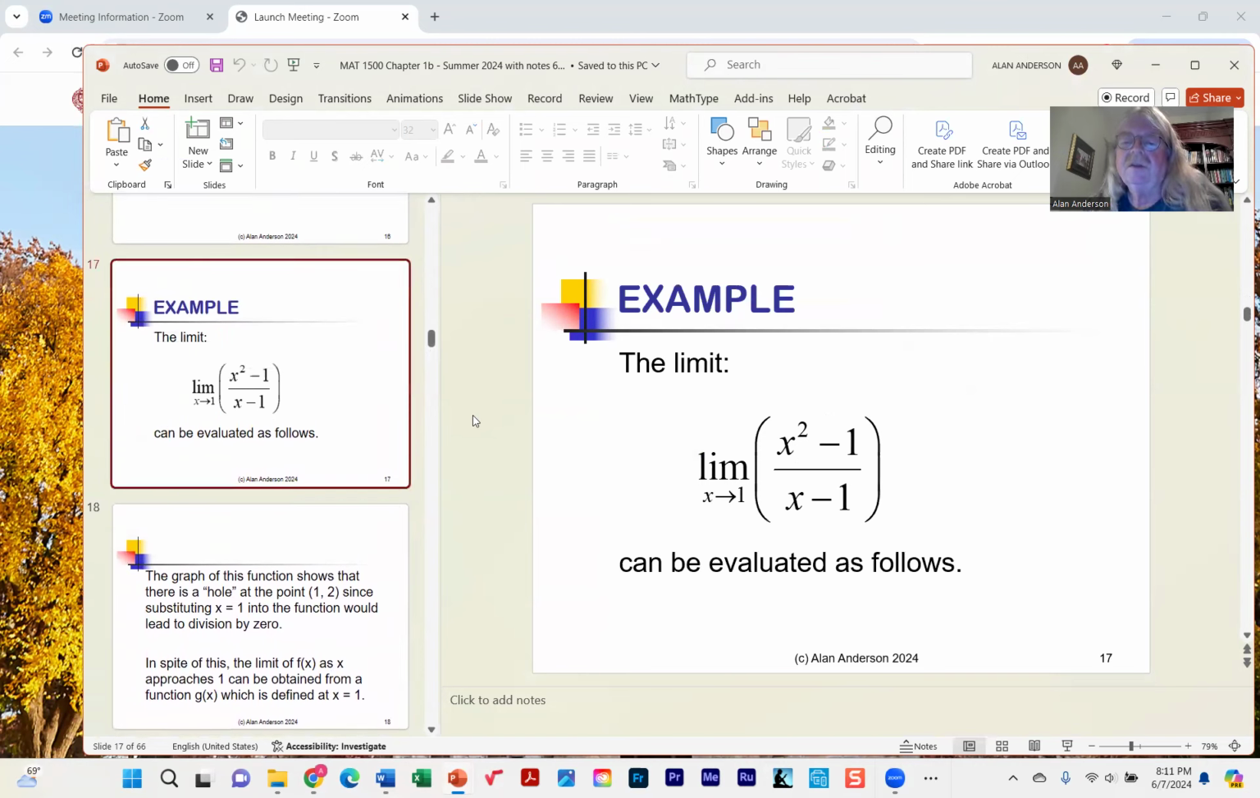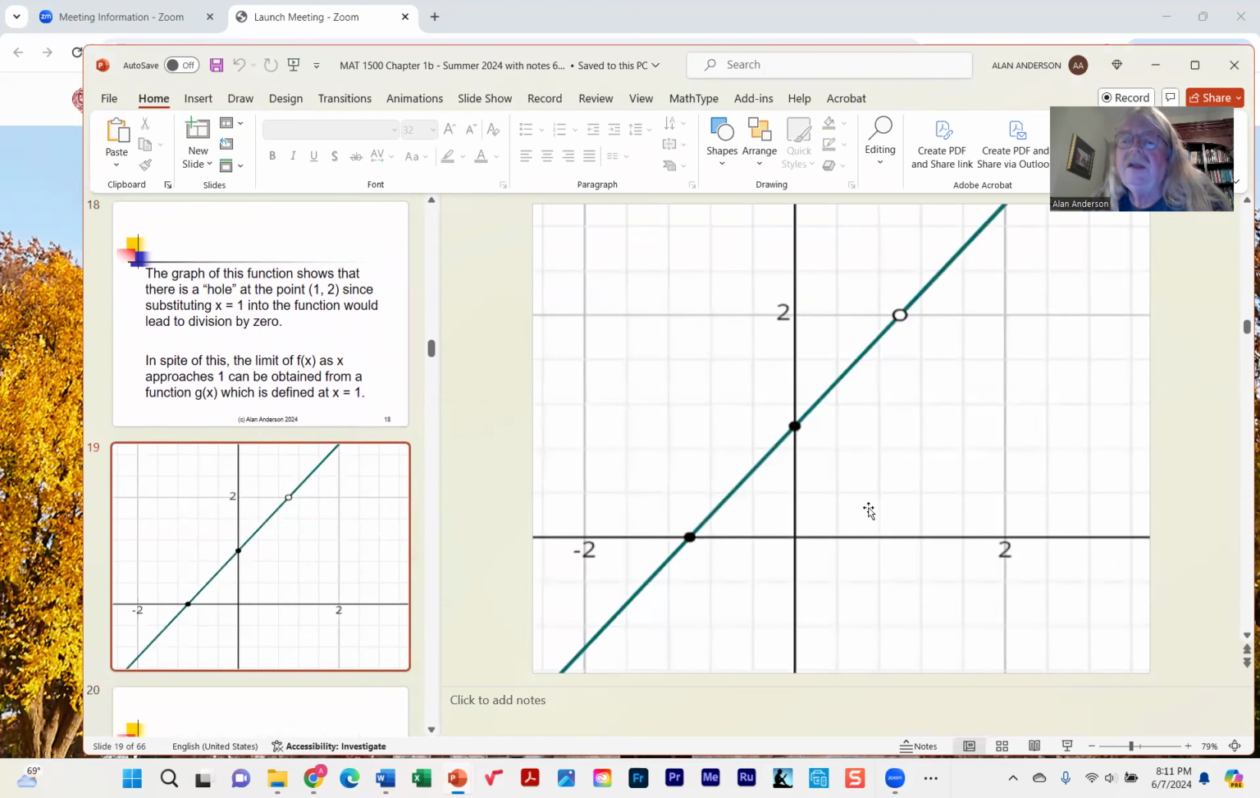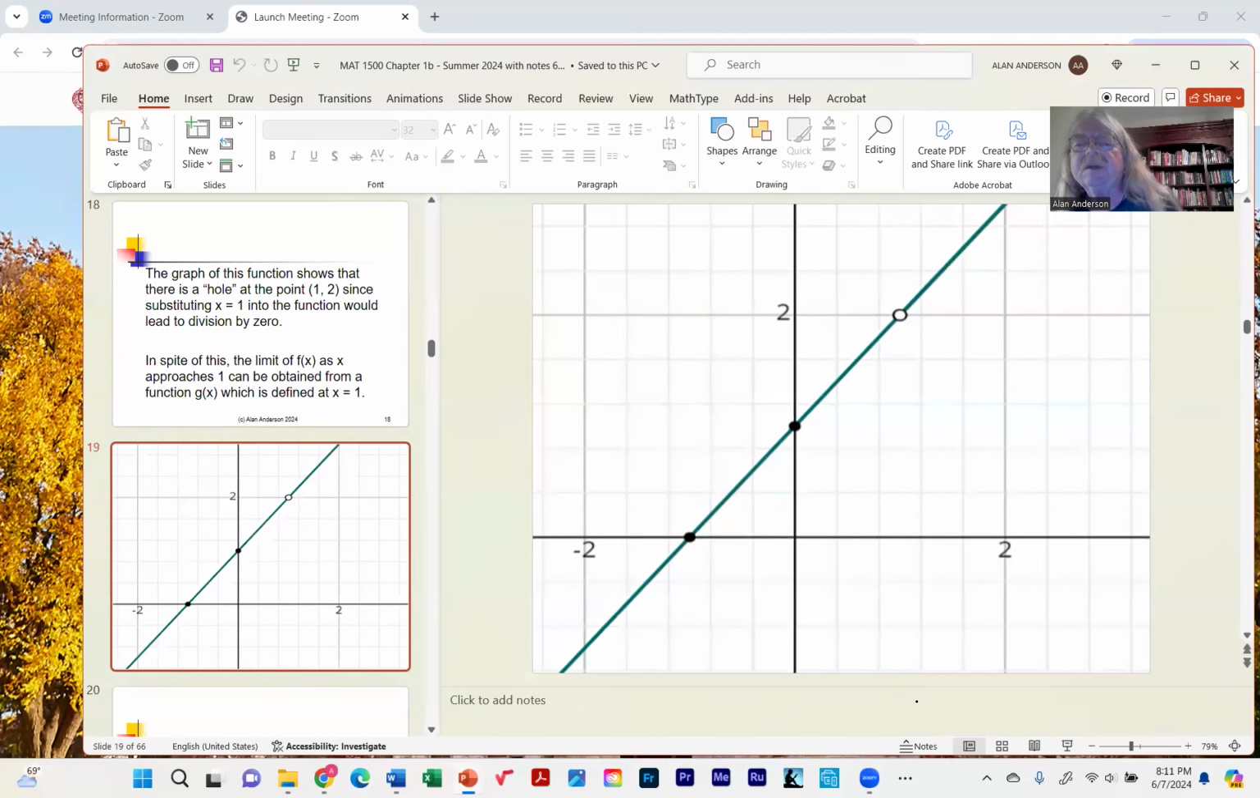So here we want to find the limit as x approaches 1 of x squared minus 1 over x minus 1. Now, you can see that if we directly substitute 1 in for x here, we're going to have a problem. And by the way, here's the graph. You can see there's a hole where x equals 1 because that's where we have division by 0.